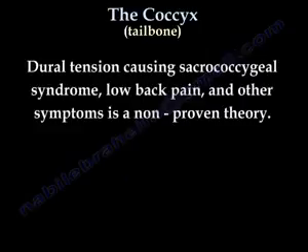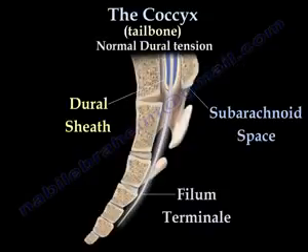The dural tension causing sacrococcygeal syndrome, low back pain, and other symptoms is a non-proven theory, but I'm going to try to explain it to you. You can see the dural sheath or tube, and distally you see the filum terminale. The normal dural tension occurs because the filum terminale is connected to the dural tube, and there is that smooth movement of the dural tube as the coccyx moves normally.